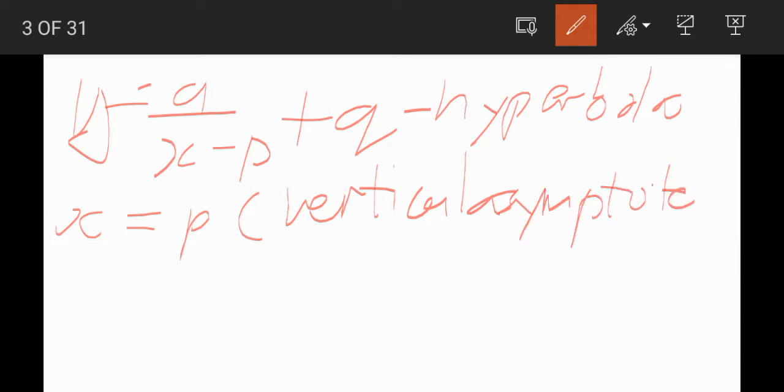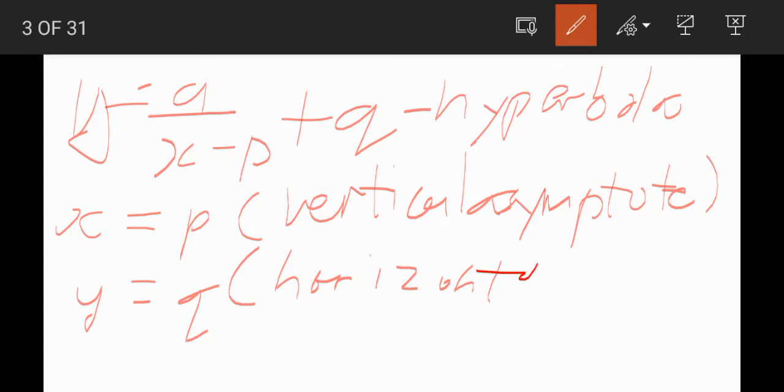So what is an asymptote? An asymptote is a point on the Cartesian plane where your graph doesn't touch, right? Then what is q? So your y equals q will be your horizontal asymptote.